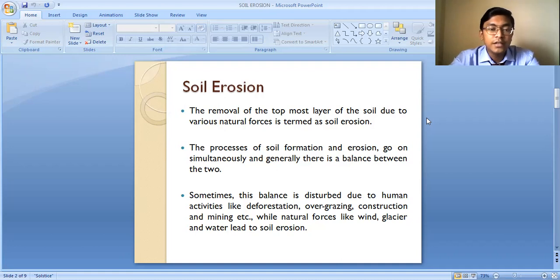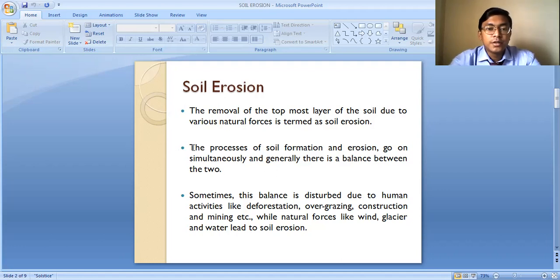Soil erosion is a continuous process actually, like the formation of the soil goes on continuously. In the same way, soil erosion is a continuous process, but the rate of soil erosion varies from one area to another. In our area, soil erosion also takes place, but to a very small extent. But there are some areas where the process of soil erosion is much faster, and there are various causes responsible for it.